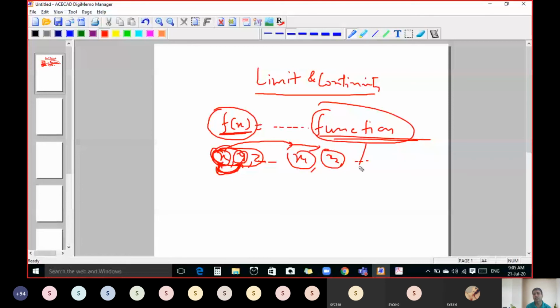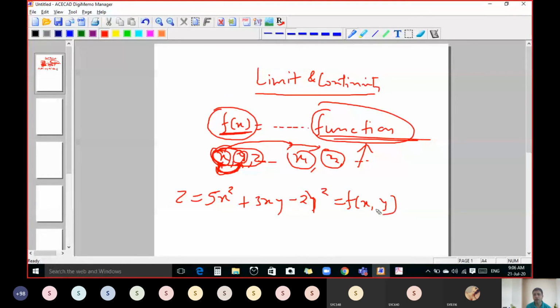So what is function in simple language? Function is the mathematical relationship between two variables, or maybe more than two variables. Sometimes this is the function like z equal to 5x square plus 3xy minus 2y square. So this is a function of two variables x and y.